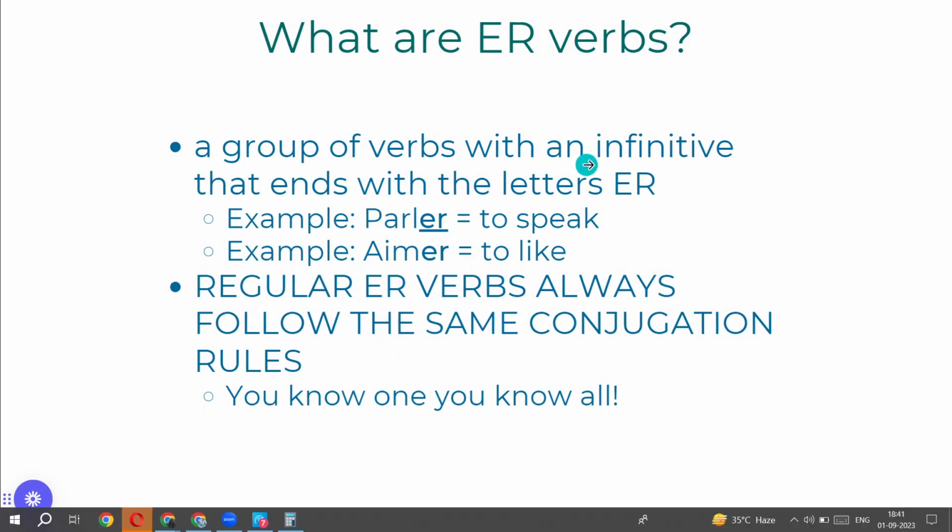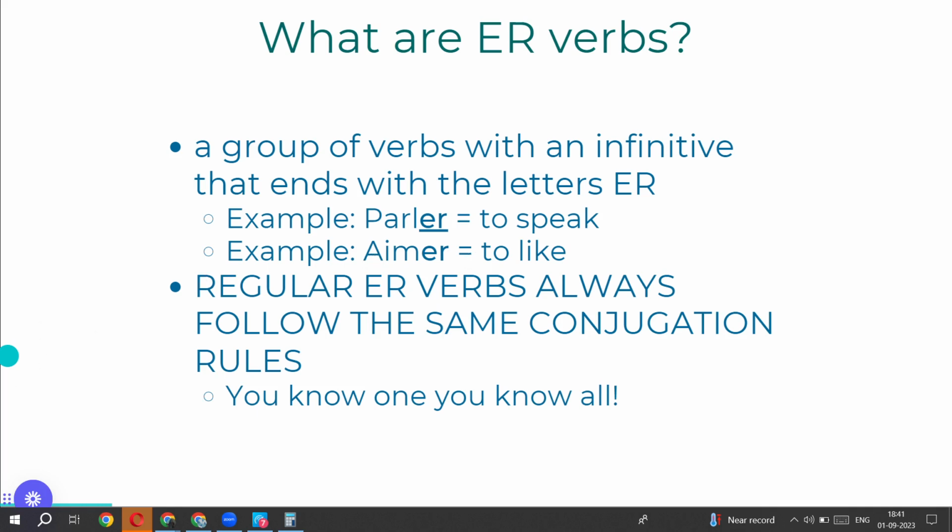ER verbs are a group of infinitive verbs that end with the letters ER. ER is the ending of the verb. For example, parler, that means to speak. The ending here is ER. Aimer, that means to like. The ending here is ER. Regular ER verbs always follow the same conjugation rules. For all the regular ER verbs, you'll have to use the same conjugation rule.